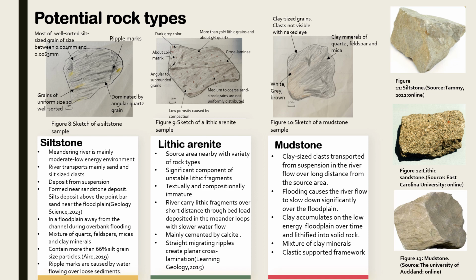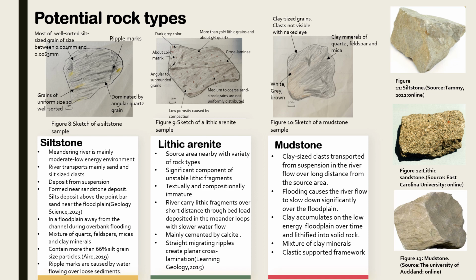This is a mixture of quartz, feldspars, micas, and clay minerals, and it contains more than 66% silt grain-sized particles. It can also have ripple marks, which are caused by water flowing over loose sediments. Lithic arenite is formed when the source is nearby with a variety of rock types, as it has a significant component of unstable lithic fragments, which makes the rock texturally and compositionally immature, with poorly sorted grains.